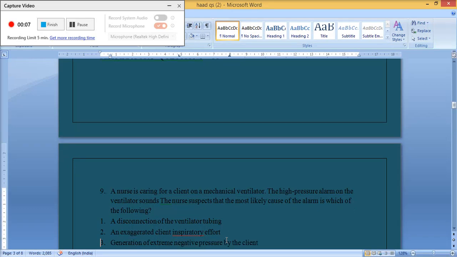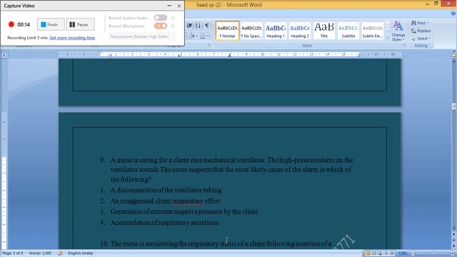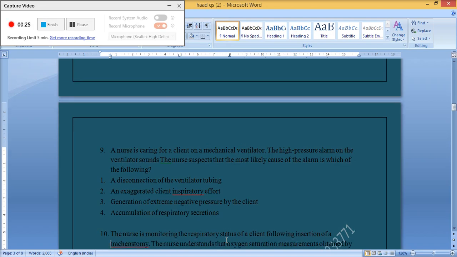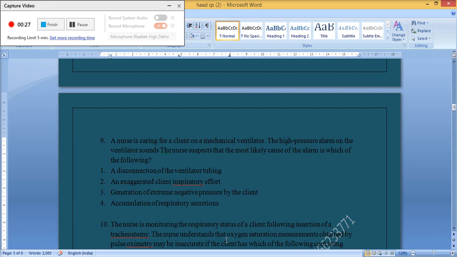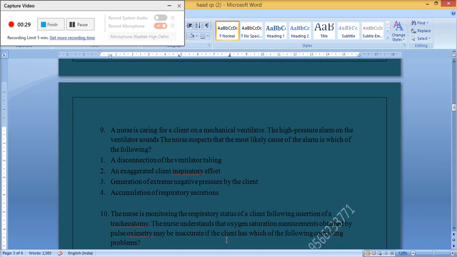Caring for a client on a mechanical ventilator, the high pressure alarm on the ventilator sounds. The nurse suspects that the most likely cause of the alarm is which of the following? 1. A disconnection of the ventilator tubing. 2. An excessive client respiratory effort. 3. Generation of extreme negative pressure by the client. 4. Accumulation of respiratory secretions.